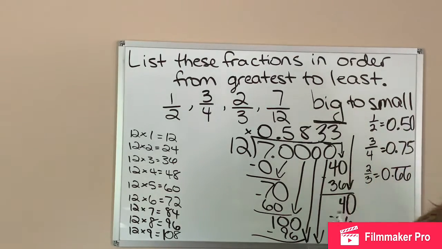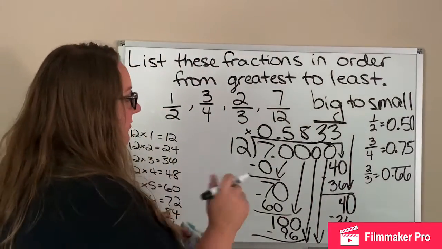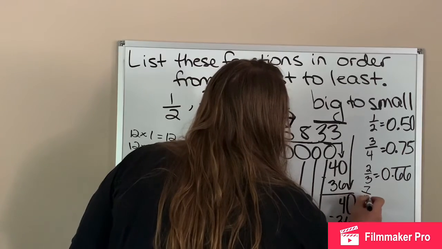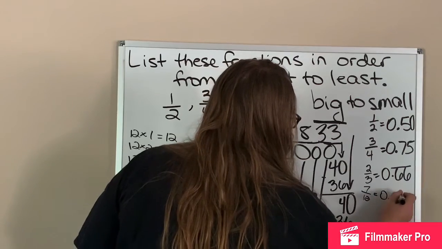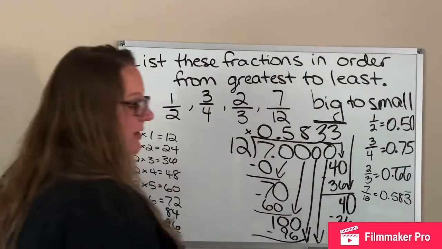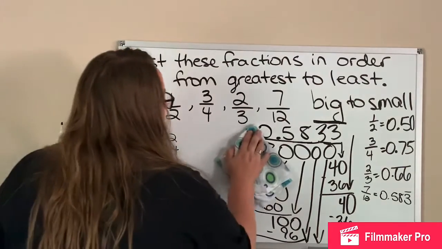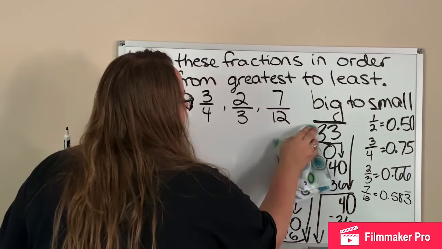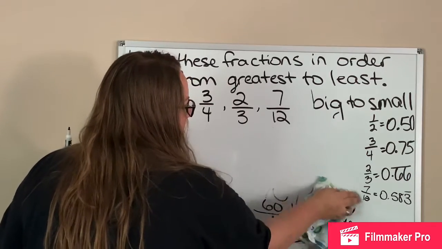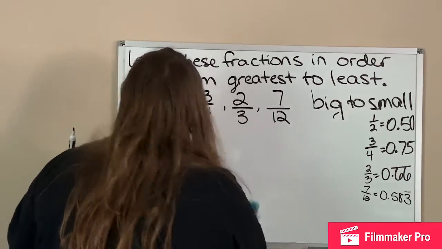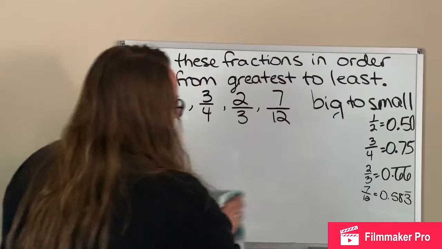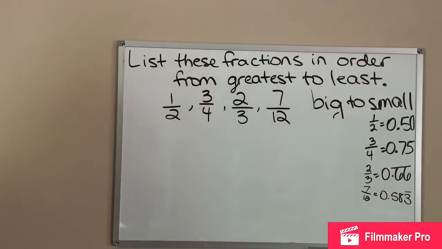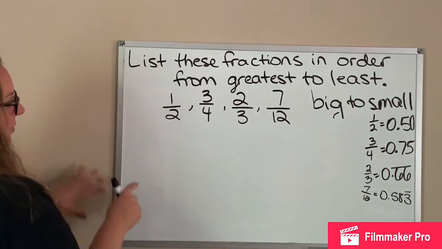All right, so I'm going to erase this to give myself a little bit of room. Well, before I do that, I'm going to write 7/12 equals, this is my decimal right here, 0.583 repeating. Okay, so now I'm going to erase this. Give me some room to work over here. All right. Now, what I'm going to do is I'm going to rewrite my list. I'm going to write it over here where I have plenty of room.